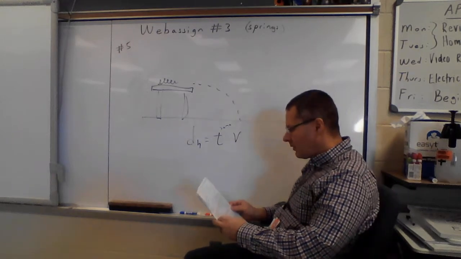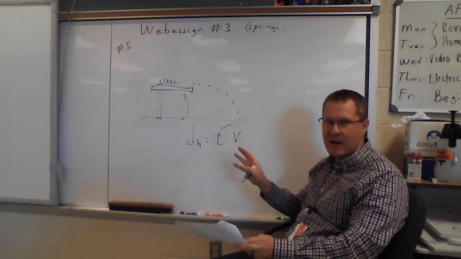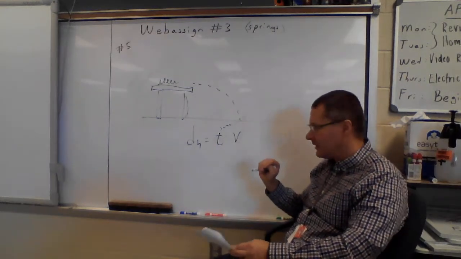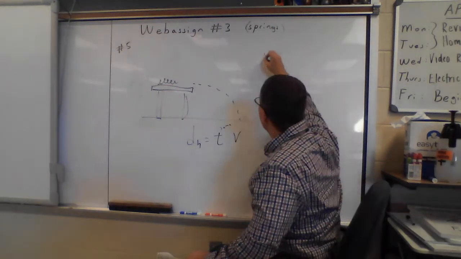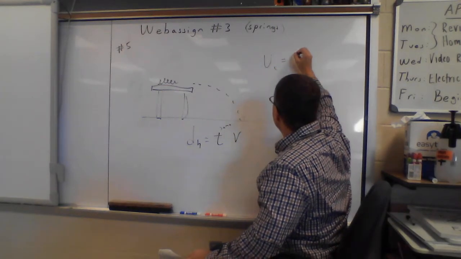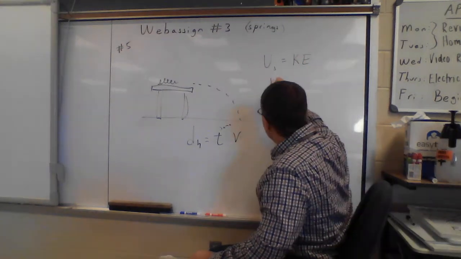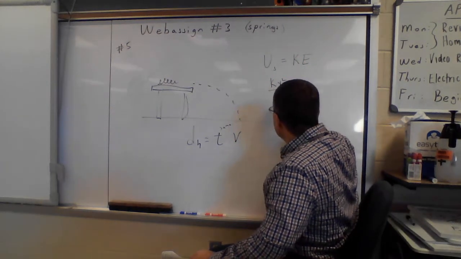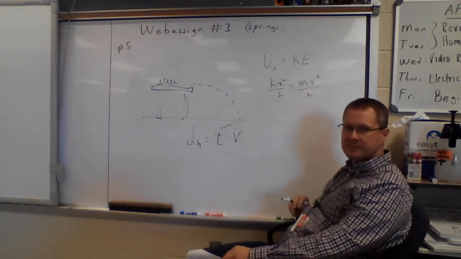Okay, so let me take a very abstract, not a very concrete, approach to this one. When we compress this spring and it shoots the thing out, we're saying that spring potential energy gets turned into kinetic energy. So we've got kx squared over 2 and mv squared over 2.